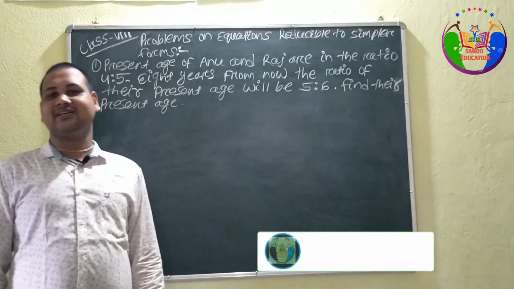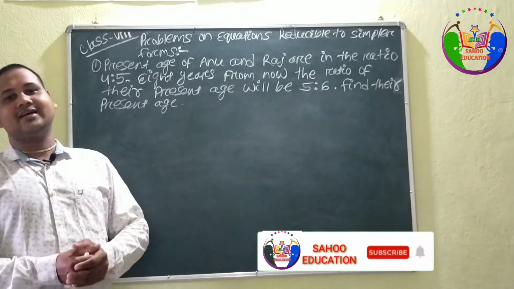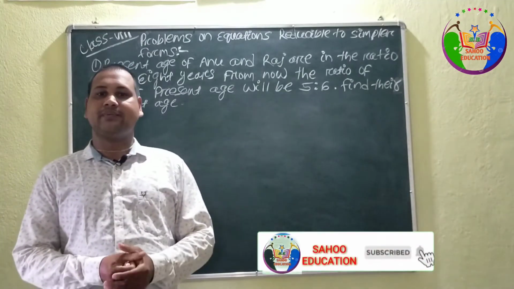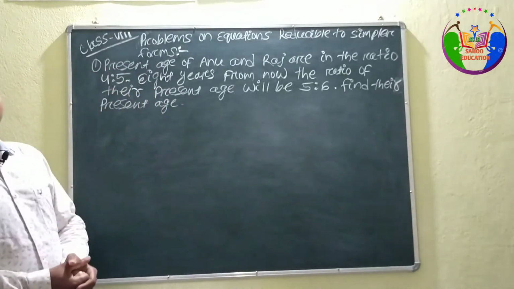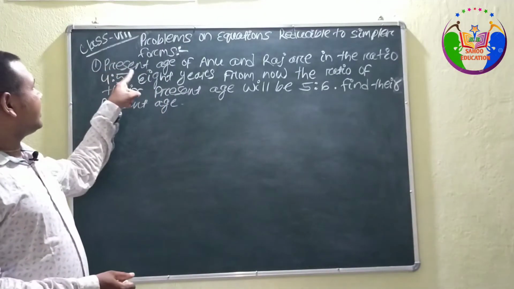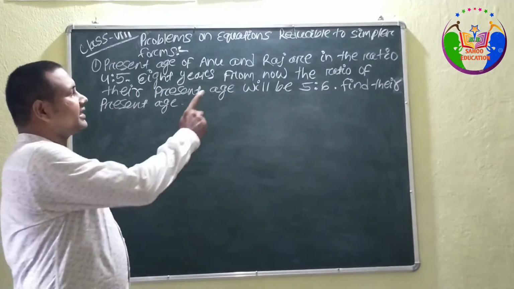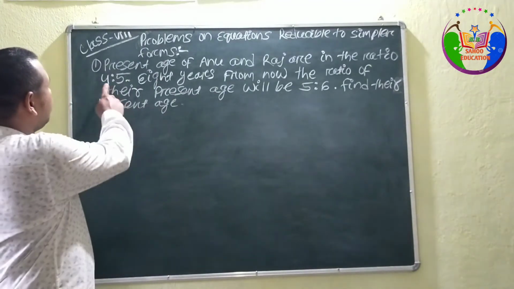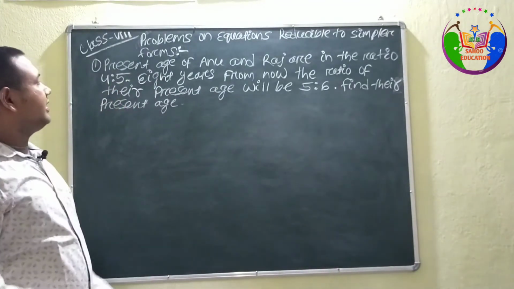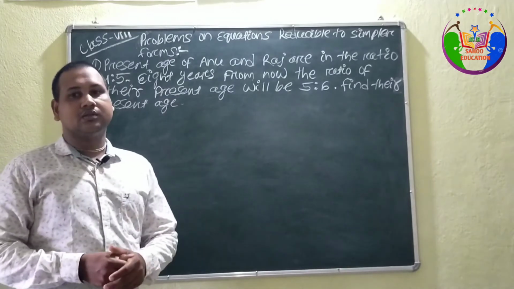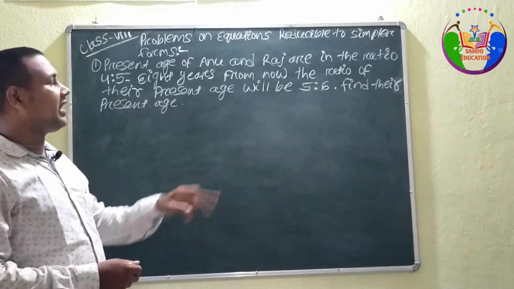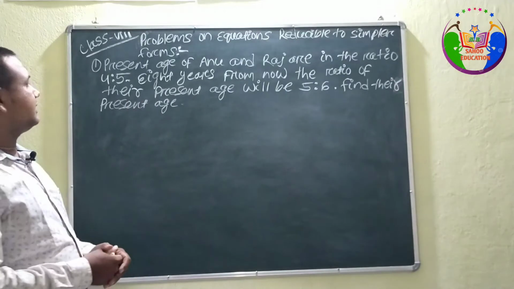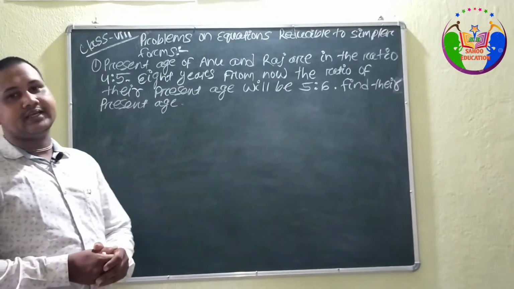Dear student, today we will discuss some applications related to linear equation in one variable of class 8. Let us come to the question. Here given present age of Anu and Raj are in the ratio 4:5. 8 years from now, the ratio of their ages will be 5:6. Then find their present age.